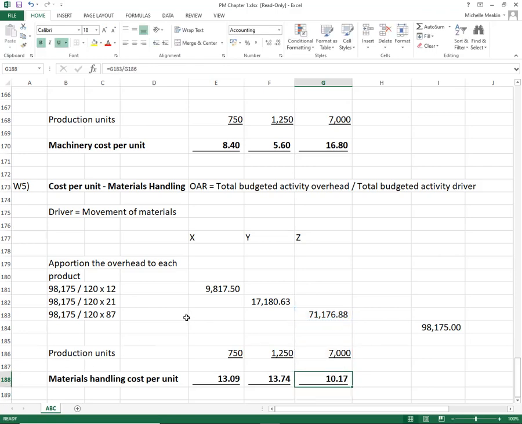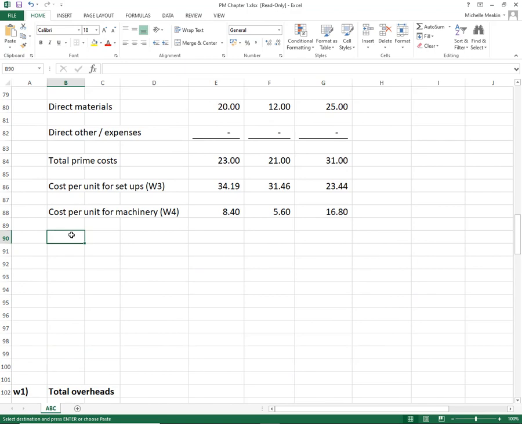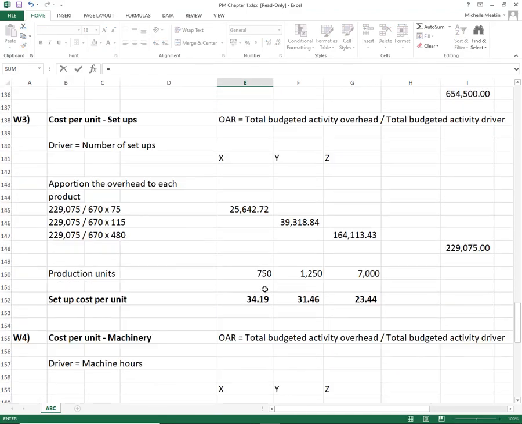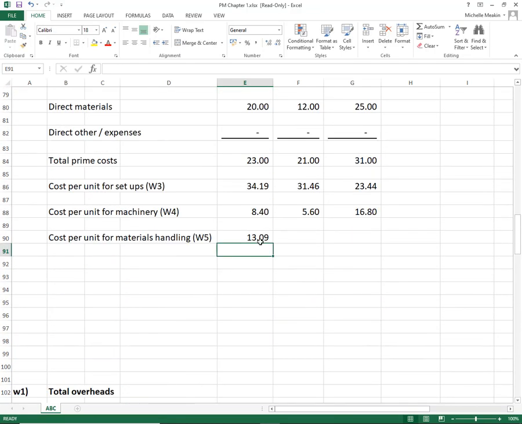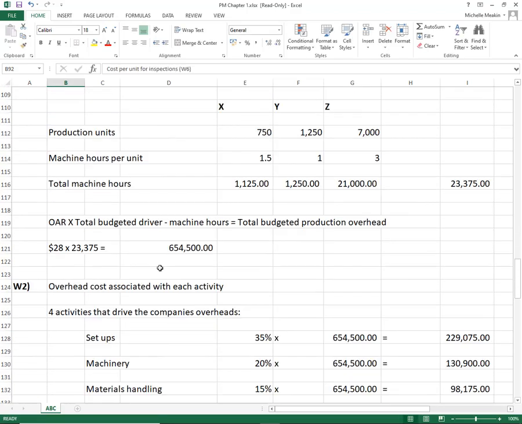Once I have that up into my cost card, I can now include my cost per unit for materials handling. And again, please cross-reference to your working. Working number 5. Final one I'm going to look at doing is my cost per unit, and this is for inspections. And that will be working number 6.